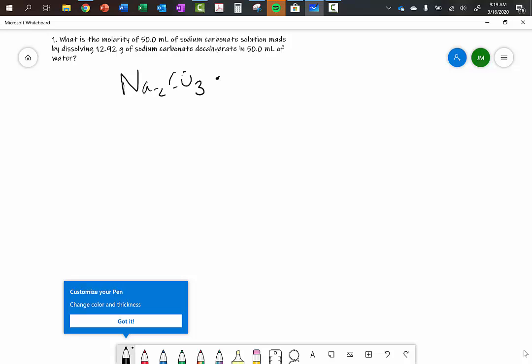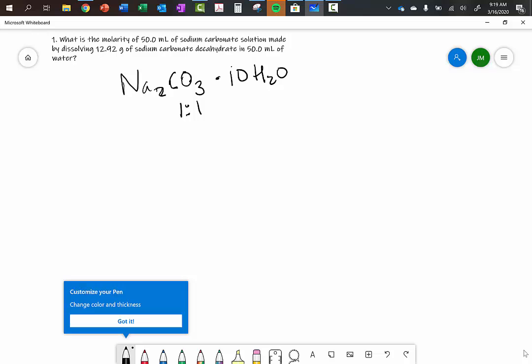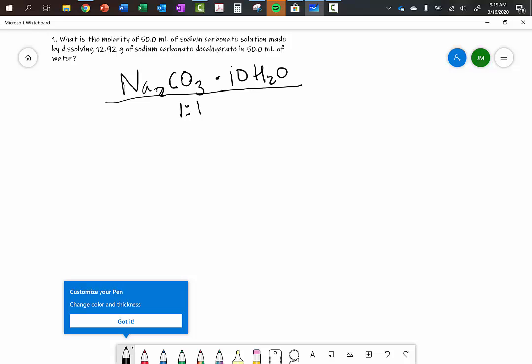Na2CO3 with 10 waters. So one thing to make sure that we can get out of this is that this is a 1:1 ratio of sodium carbonate to water. When we're finding the molar mass, we need to find the molar mass of this entire thing. So first thing, as I always say, convert to moles.